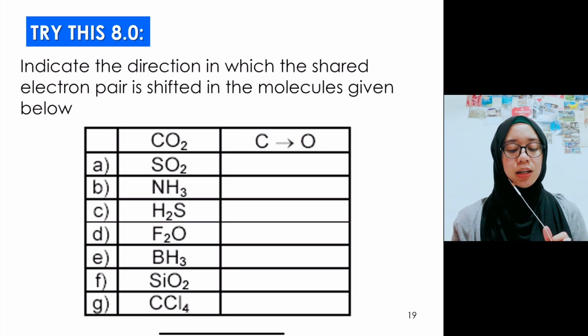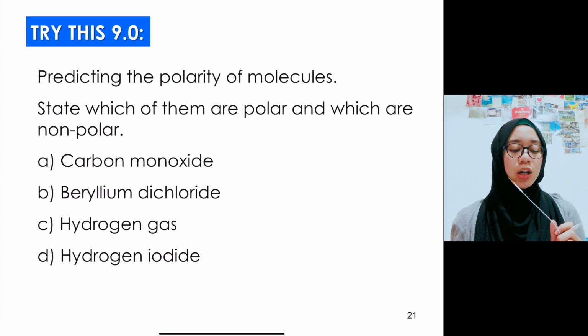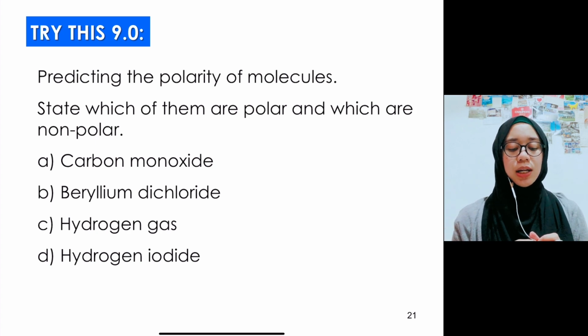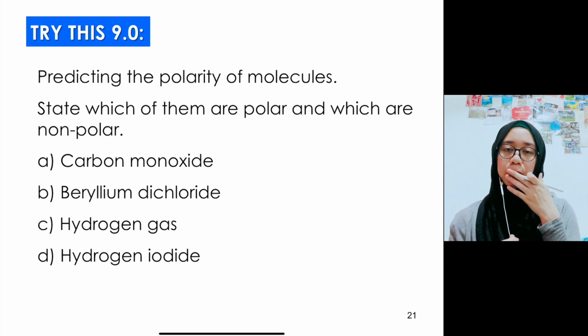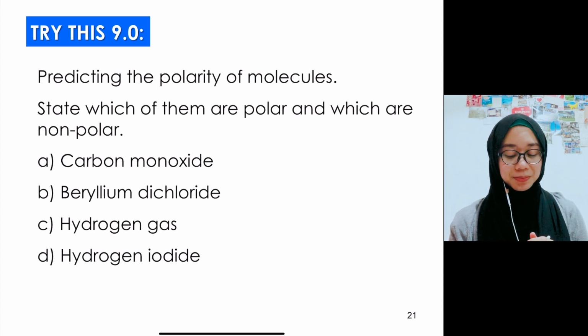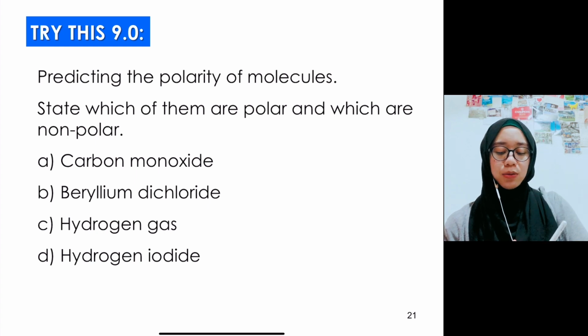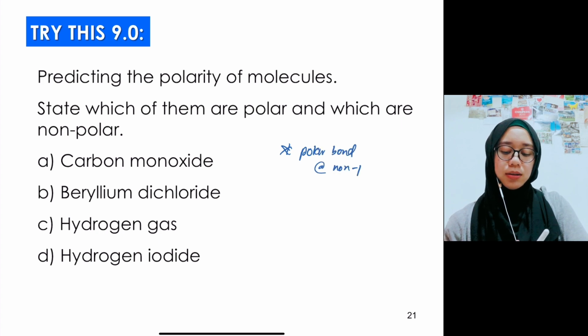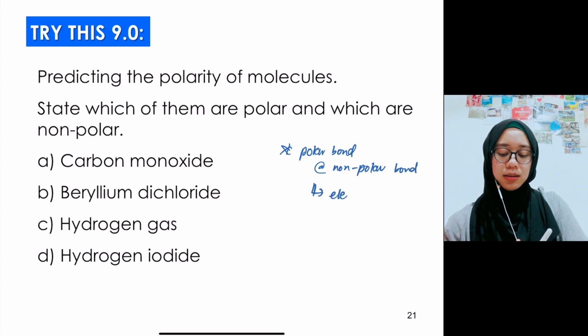Okay, and then last kali kita tengok kepada try this 9.0. So predict the polarity of molecules, state which of them are polar and which are non-polar. Okay, so saya contoh kat sini yang adalah agak senang. So basically identify dahulu dia ada polar bond ataupun non-polar bond, okay, based on electronegativity. Okay, tengok balik 3 step tu sebenarnya. So ini adalah step pertama. And then step kedua pula, try to identify the molecular shape.